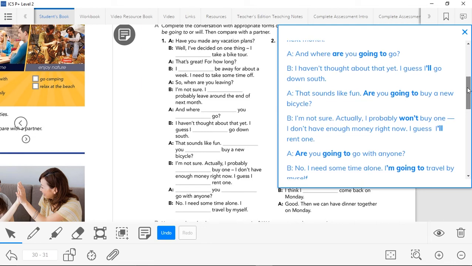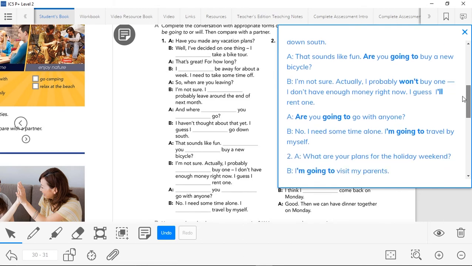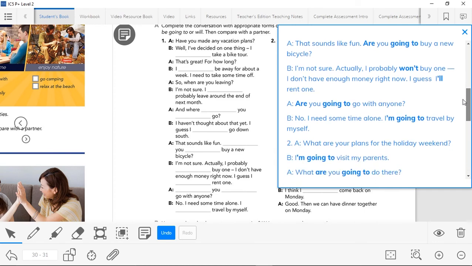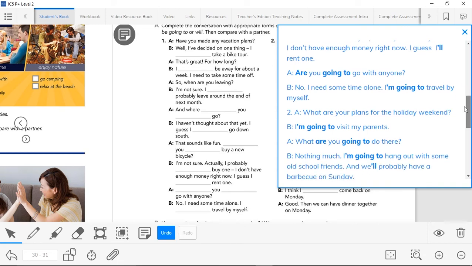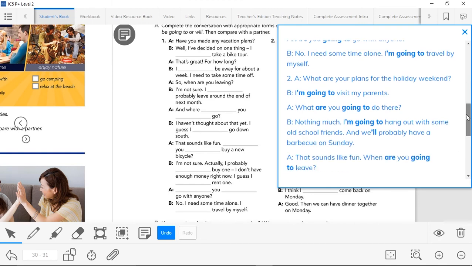That sounds fun. Are you going to buy a new bicycle? I'm not sure. Actually, I probably won't buy one. I don't have enough money right now. I guess I'll rent one. Are you going to go with anyone? No, I need some time alone. I'm going to travel by myself. Very good. And number two, what are your plans for the holiday weekend?